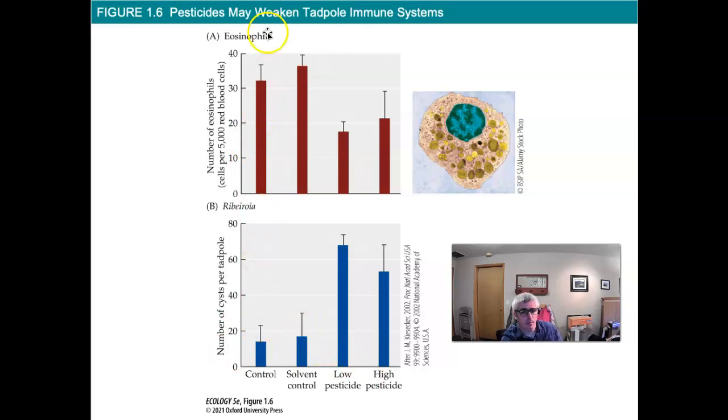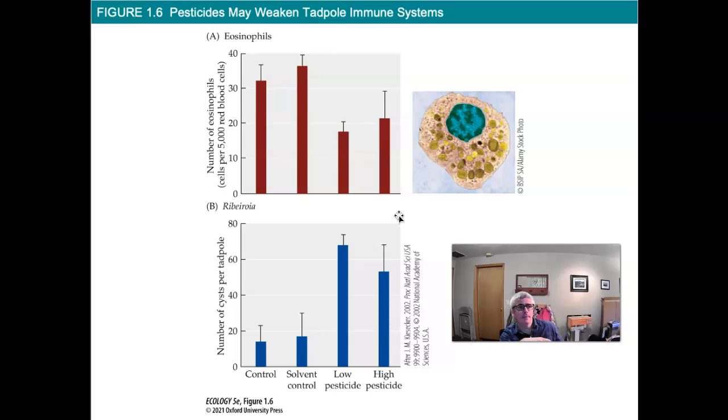So looking at the control, let's walk through the white blood cells first. Both the control and the solvent control had values in the 30 to 35 range, so 30 to 35 white blood cells per 5,000 red blood cells. And when we move into the two pesticide treatments, low and high, that number drops to 20 to like 17 white blood cells per 5,000 red blood cells. So a decent drop. I mean, almost half the number of white blood cells.